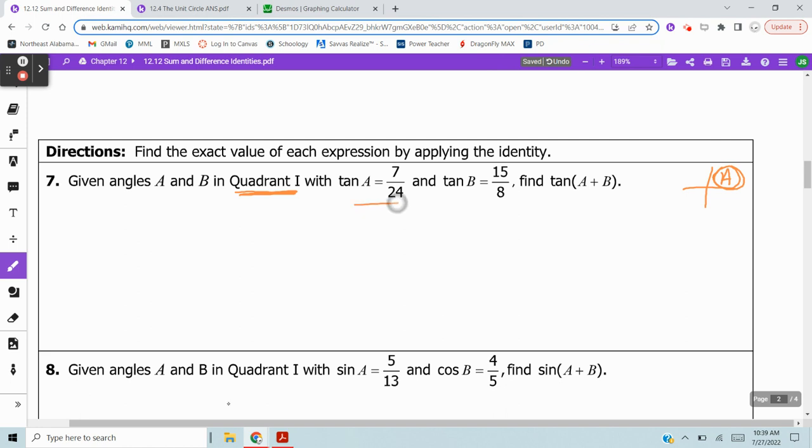And it also tells me the tangent of A is 7 over 24. The tangent of B is 15 over 8. Well, what's the tangent of A plus B? Well, the way that we're going to find the tangent of the sum, and here's what's cool about these problems.